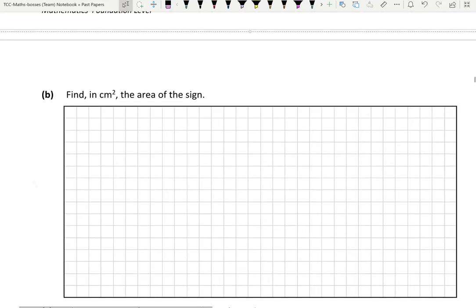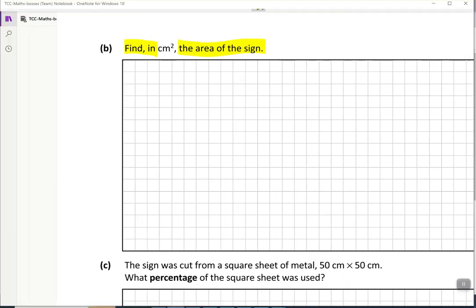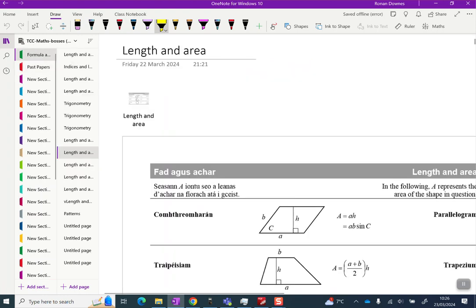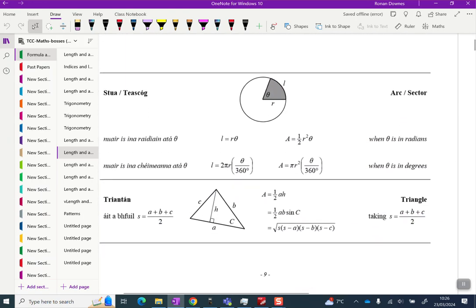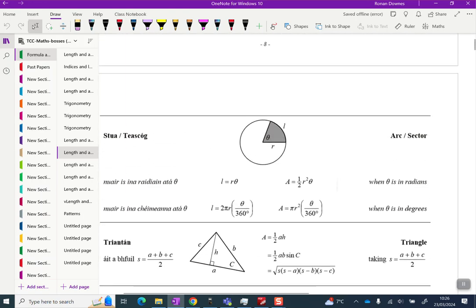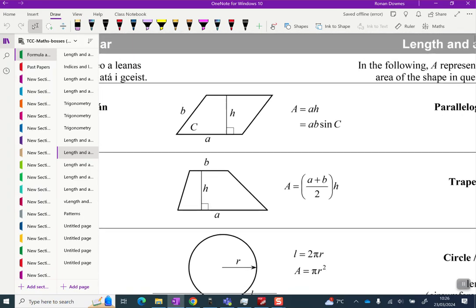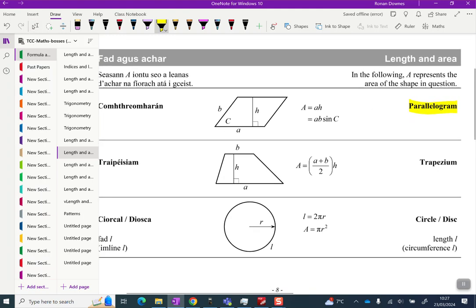Okay, we're going on to part B of this question now. Second part of the question, find in centimeters squared the area of the sign. Okay, now we go to our formula table and see, can we find under length and area, is there a rectangle shown? And the problem is there isn't. Okay, but there is a formula there that is the correct formula, and it's to do with a parallelogram. Okay, so it is in under length and area, which is the section this type of question we're answering.